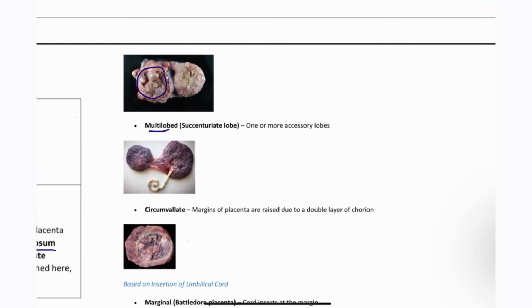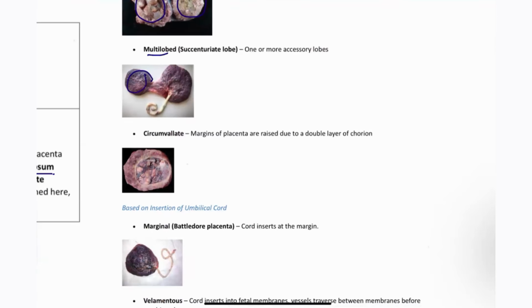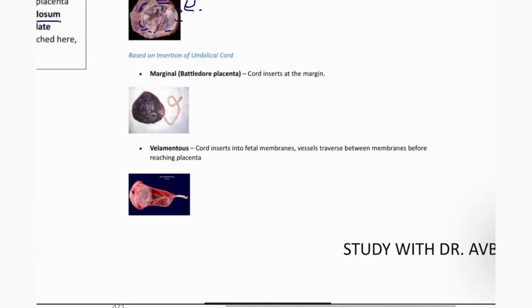Next, you have the types of placenta. Multi-lobed: here you can see the succenturiate lobe. This is the bilobed placenta. Two lobes are attached, one big one and one small one, the succenturiate or accessory lobe. Next, this is the circumvallate. You are going to see a thick double layer that is present. That is circumvallate.